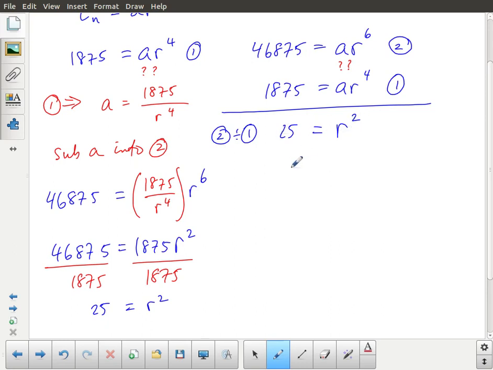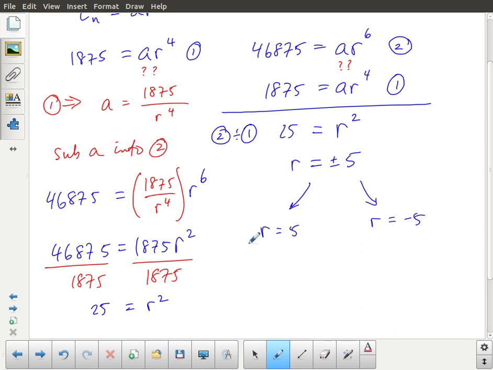If r squared equals 25, a lot of you might say the answer is r equals 5. It's actually plus or minus 5. Both of those are valid common ratios here. And now that I know this, I actually have to split this into my two solutions: r equals 5, r equals negative 5.